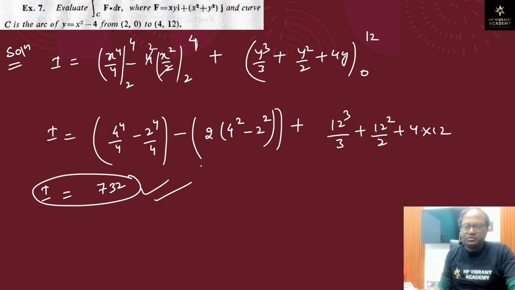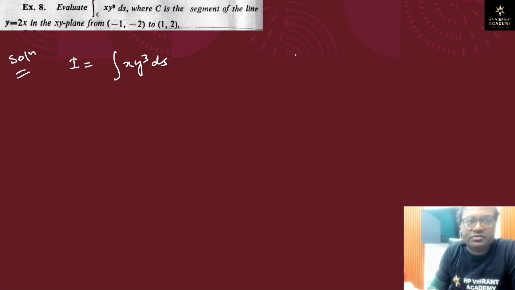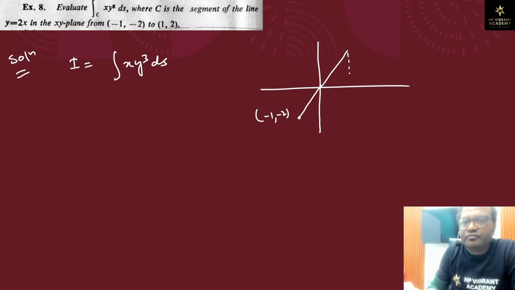Now let us discuss question number 8. How we can solve this? Evaluate I equal to the integral of xy cube ds, where C is the segment of the line y is equal to 2x in the xy plane from minus 1 comma minus 2 to 1 comma 2. So along this line we have to evaluate the line integral.